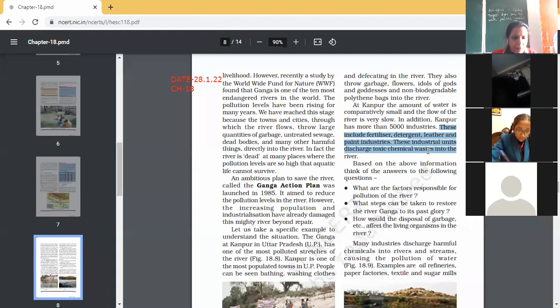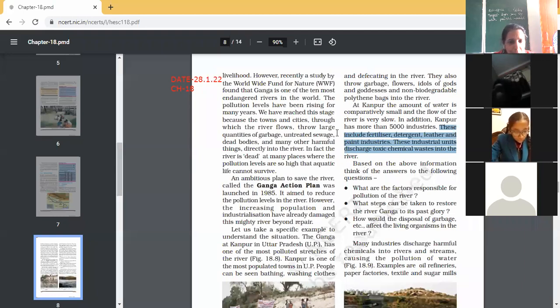Means everything is thrown into the rivers. You must have seen sometime that people are taking bath in the rivers. Have you seen? And washing the clothes on the bank of the river. Seen or not? So that also pollutes the water in the rivers. Okay, so kindly mark it, that is how the river water gets polluted.